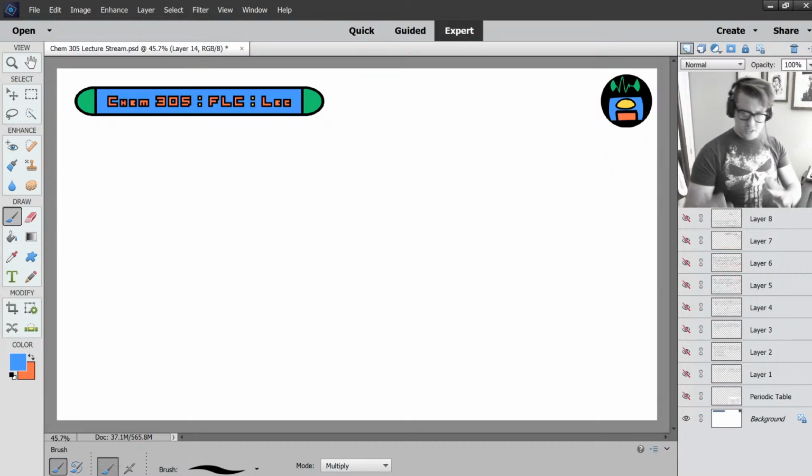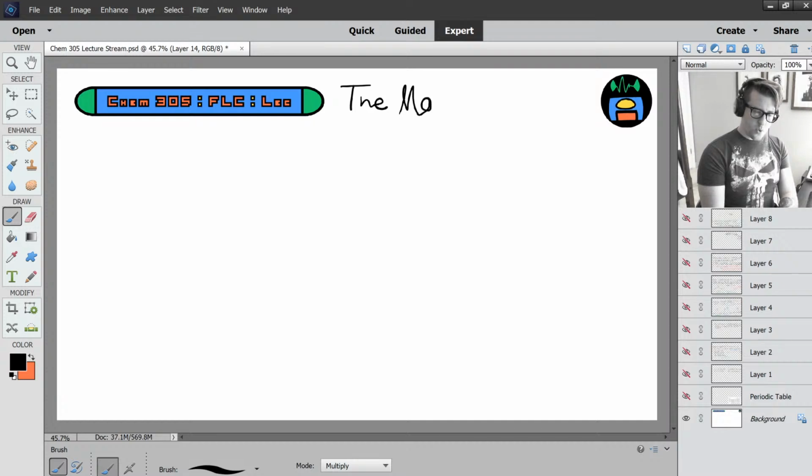Let's start actually diving into it rather than talking about how hard it is going to be. Let's start talking about what it is. The most important concept in quantity that we will deal with this chapter is called the mole.